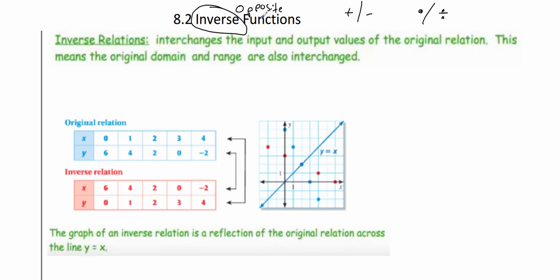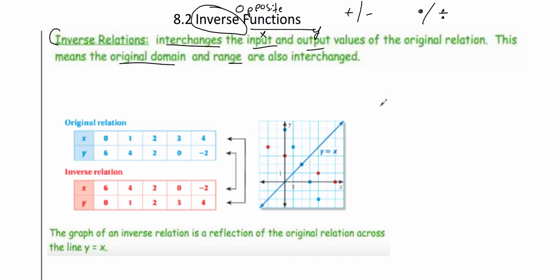In this case, when we talk about functions with inverses, what we're going to be doing is something a little bit different. So inverse relations: some of these things you will have on your paper, some of these you're going to have to add. The definition is right here. Basically what we do is we take the x and the y and interchange them. We interchange the input and output of the original relation. So the input is our x and the output is our y. This means that the original domain and range are also interchanged.